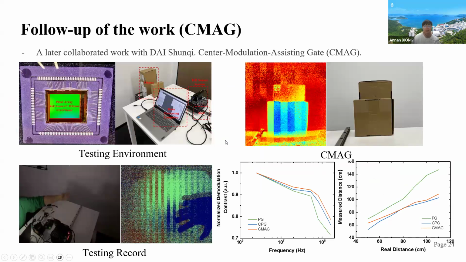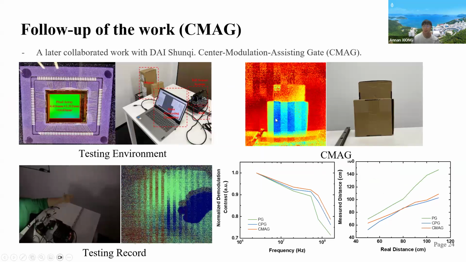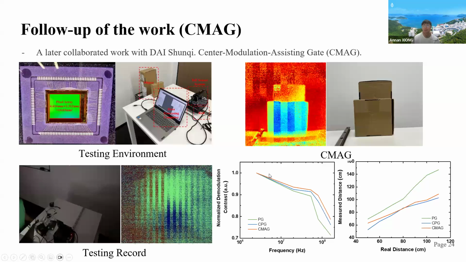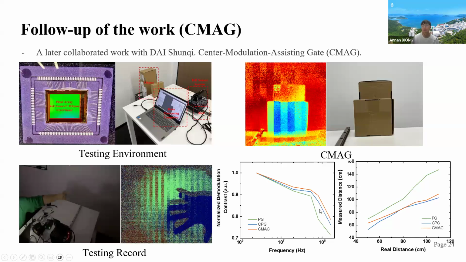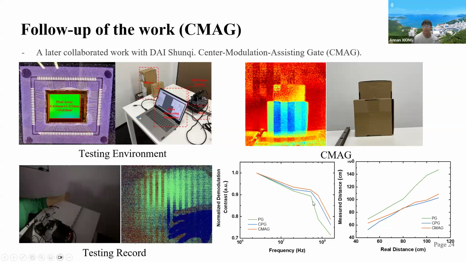In the later testing, we can see that the CMAG successfully generates a depth map, although it doesn't look very nice because it has some problem in the modulation circuit. But CMAG achieves the best demodulation contrast compared to the normal photo gate or normal photo gate with a median gate. And this is simply the follow-up for the previous work.